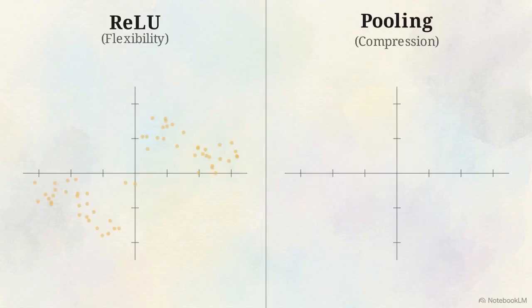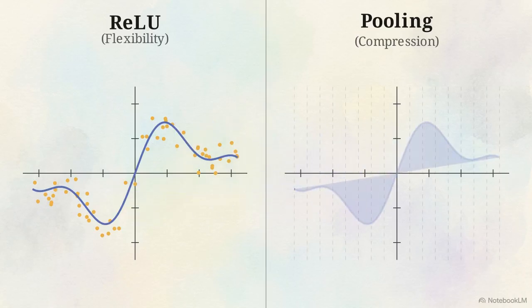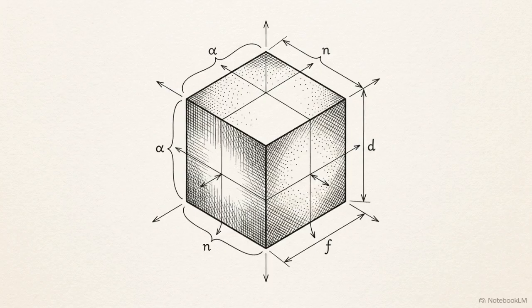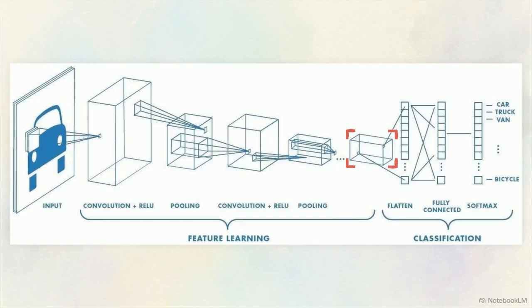ReLU gives the network the mathematical flexibility to define complex shapes, while pooling forces it to compress that data, stripping away noise and focusing only on dominant, highly localized features. After passing the data through multiple successive rounds of convolution and pooling, the network transforms raw pixels into highly abstract geometric features. To make a final categorical decision, this 3D spatial geometry must be collapsed.